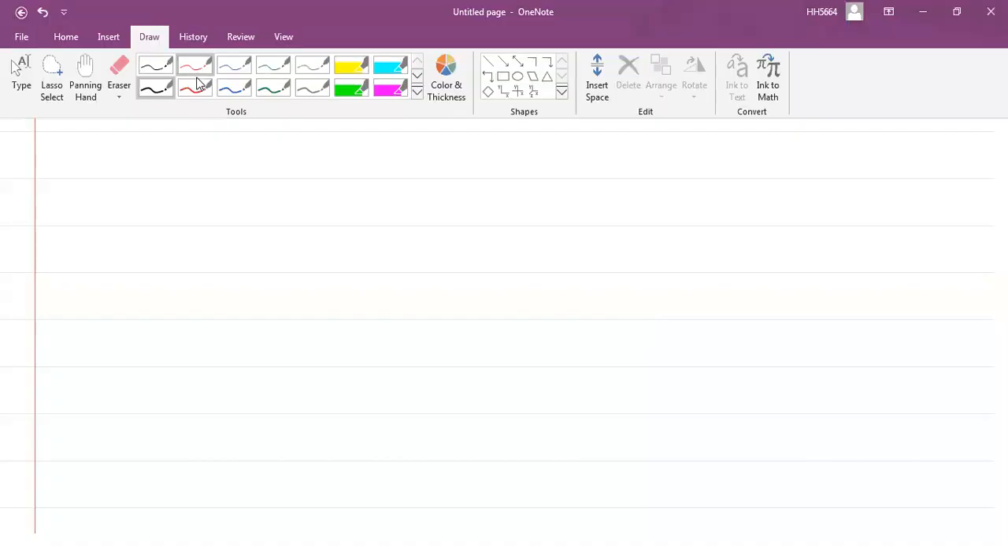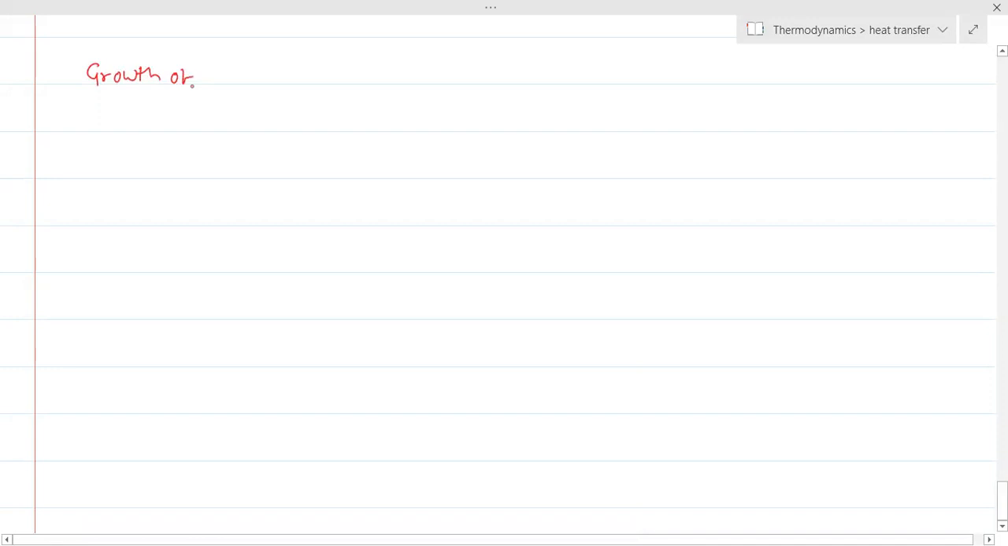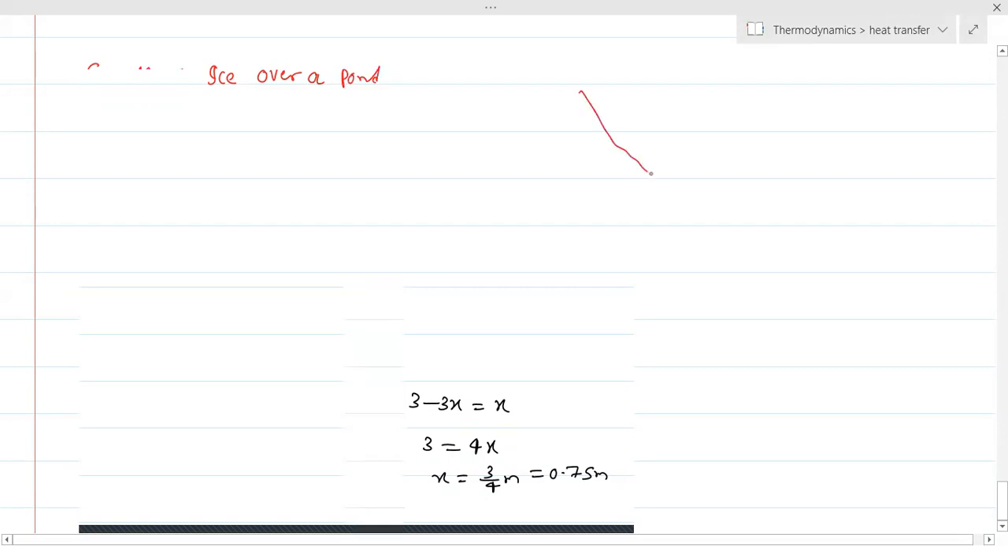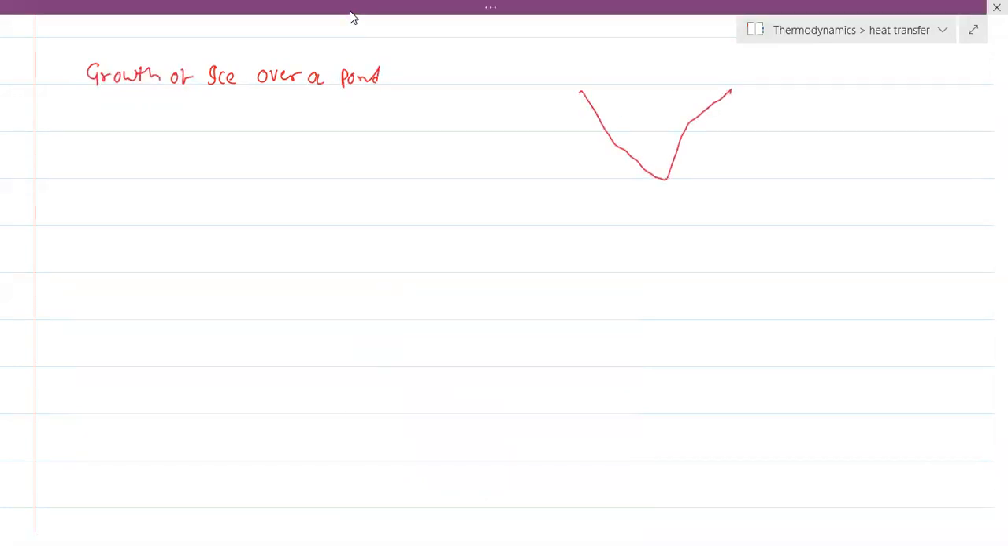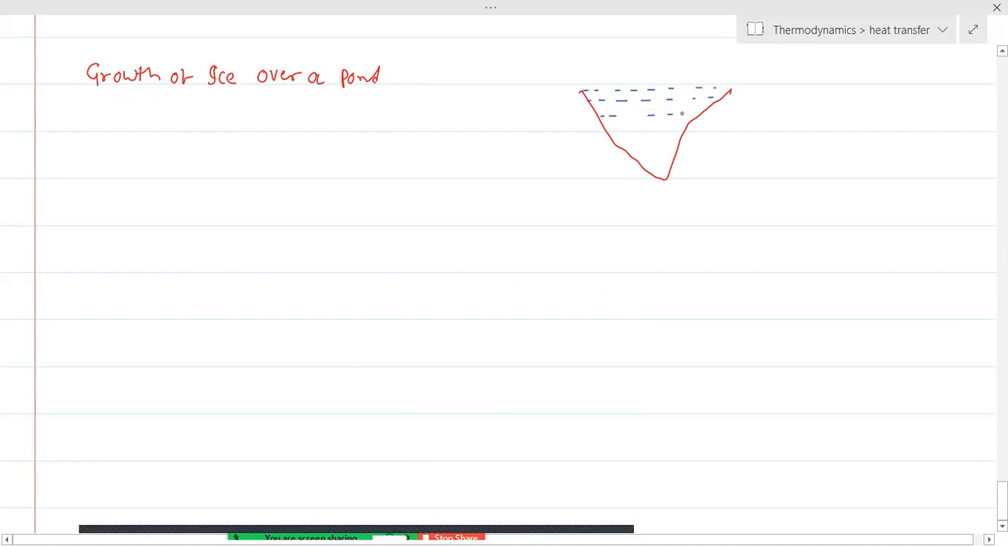So another important phenomenon on this is growth of ice over a pond. We have a pond in cold countries. In winter season, there may be some layers of ice. Here the question is given: what is the time taken to increase the thickness of the ice layer from x1 to x2?